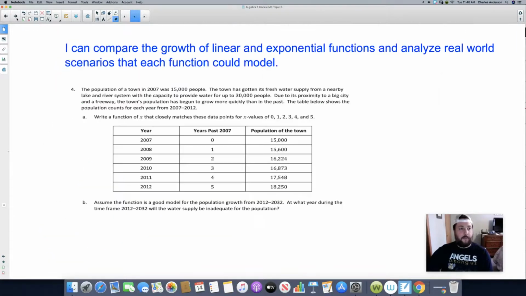One more topic, and that is I can compare growth of linear and exponential functions and analyze real-world situations. This you're going to probably want to know how to use Desmos to do. We've done a lot of modeling this year so far. So what we're going to do is enter this data into Desmos and see what type of model best represents it. Just get out here so I don't have to flip through the screens. So we're going to go on to Desmos right now.